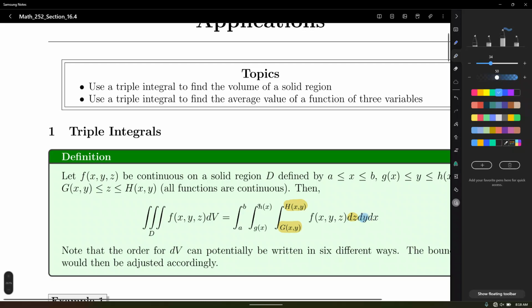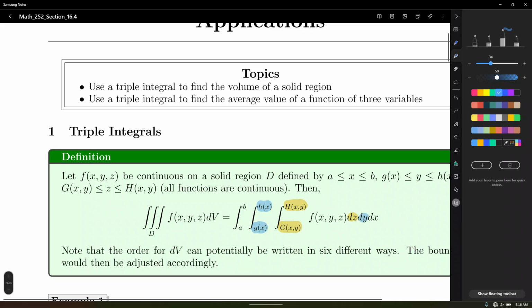Number 2, dy, which is related to the middle limits of integration. So how many variables are left? Just one, x. You see how these limits of integration are functions of the other variable that is yet to be integrated with respect to. So that means this second integral may have variable limits with respect to that variable or simply constants.